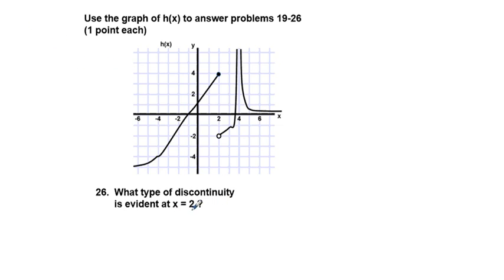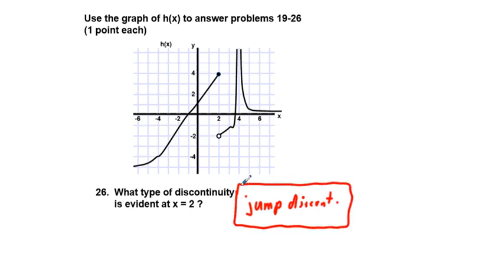What type of discontinuity is evident at x equals 2? Well, that is a jump discontinuity. Jump discontinuity, okay? Not a point discontinuity, jump. Not an infinite discontinuity. Infinite discontinuity would be here at x equals 4.